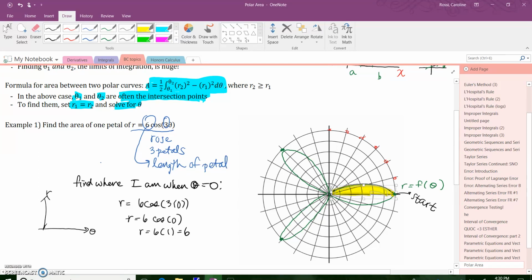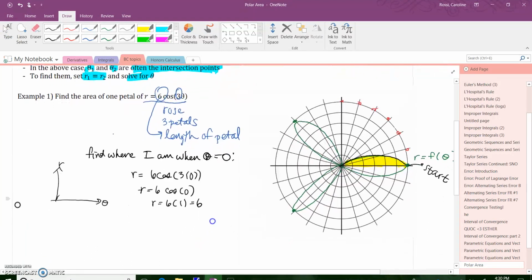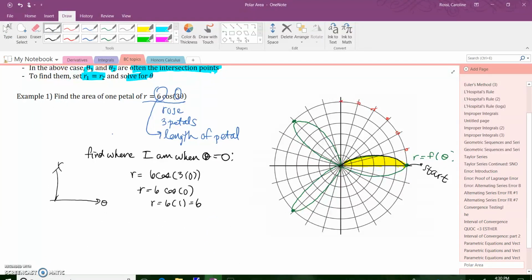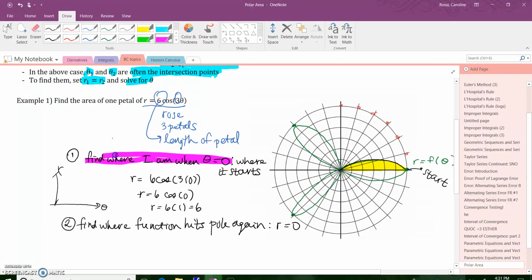I need to know where I am when I hit the pole, and that will be my second bound on my integral. At the pole, keep in mind that r equals 0. So what I can do to find where I am when I hit the pole is to find when r equals 0. And if you didn't jot these two things down, jot them down now, because that's going to be a huge guideline whenever you're trying to figure out how your polar graph works.